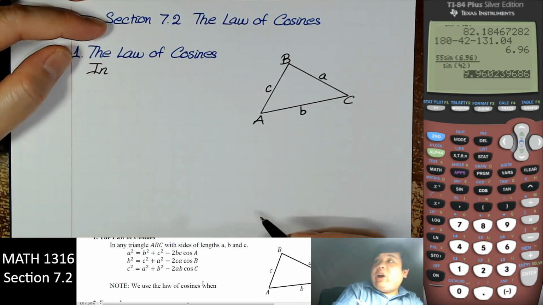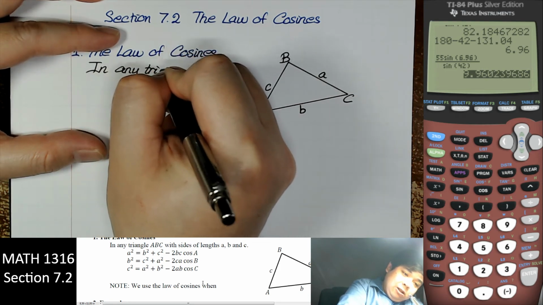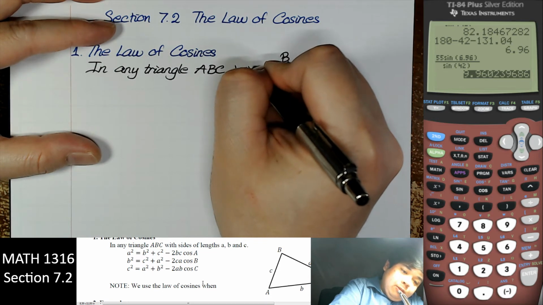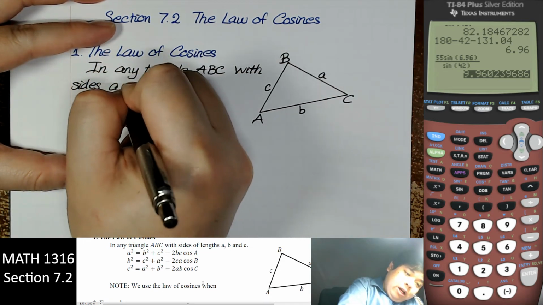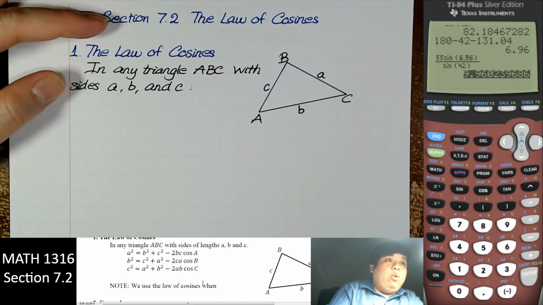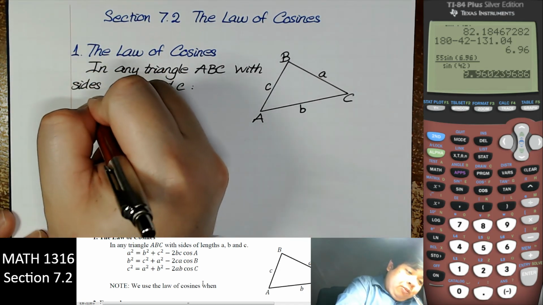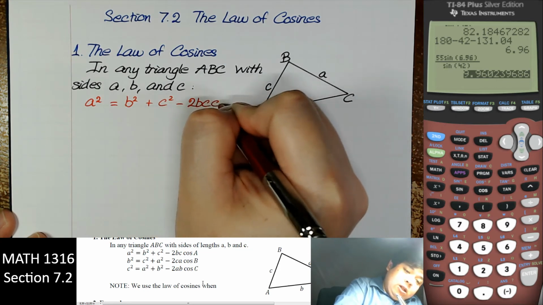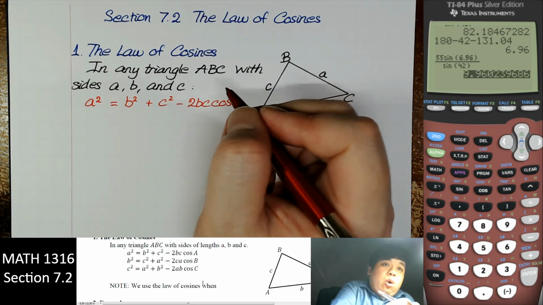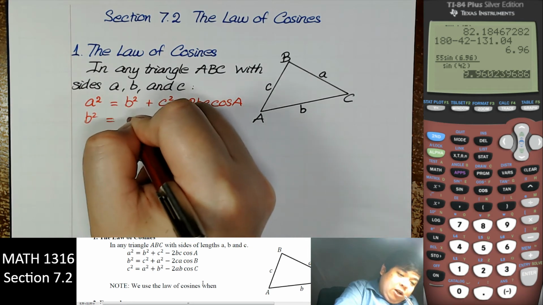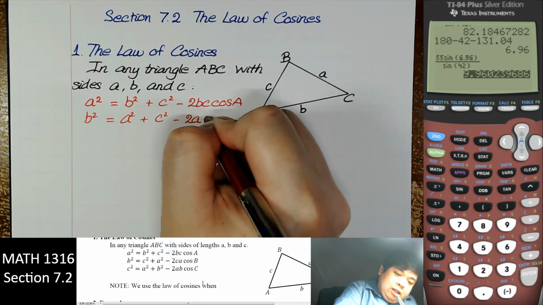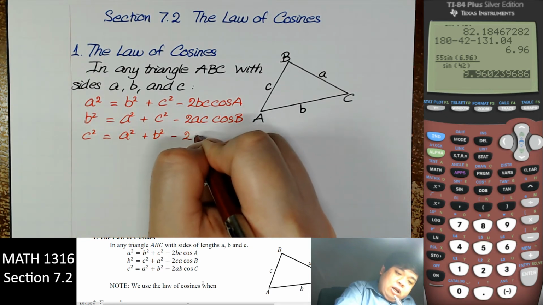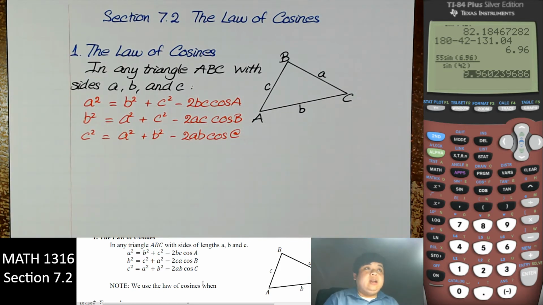And in any such triangle ABC, with sides little a, little b, and little c, the law of cosines is a squared equals b squared plus c squared minus 2bc cosine A. Of course, law of cosines, obviously we're going to have cosine. b squared equals a squared plus c squared minus 2ac cosine B. c squared equals a squared plus b squared minus 2ab cosine C. So that is the law of cosines.